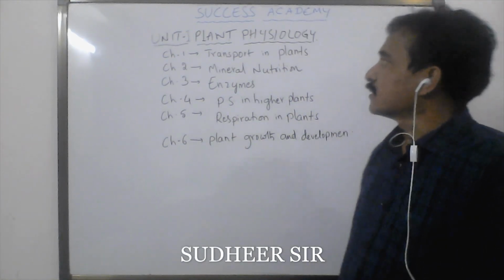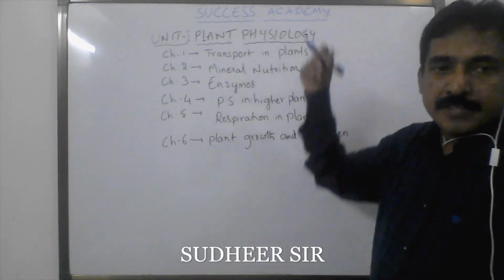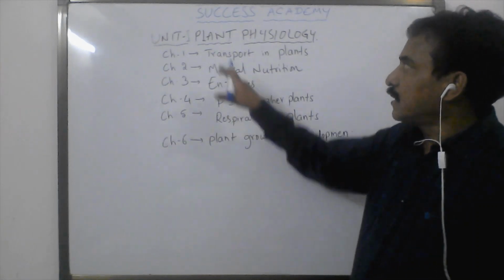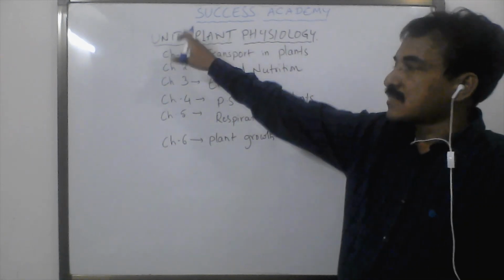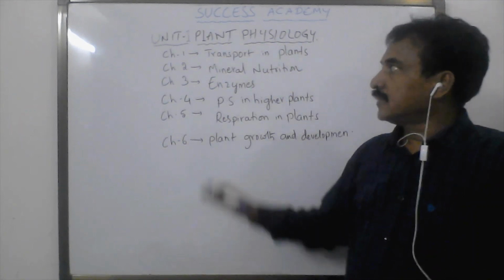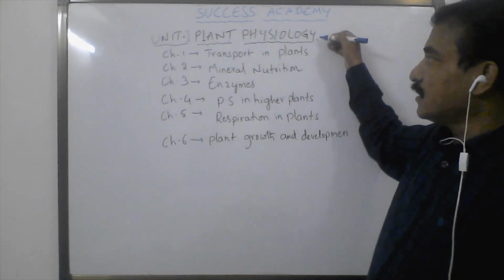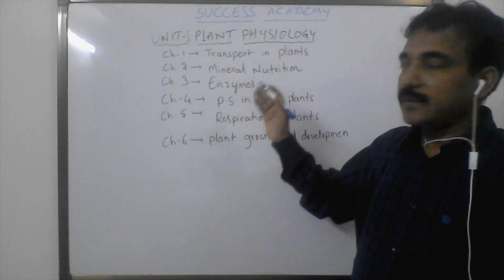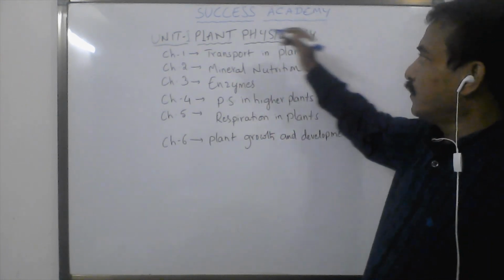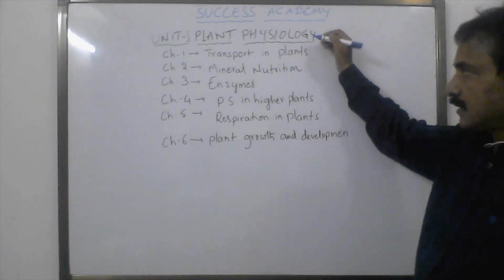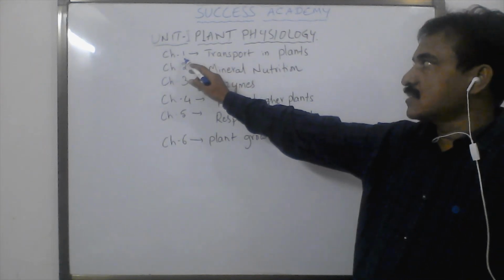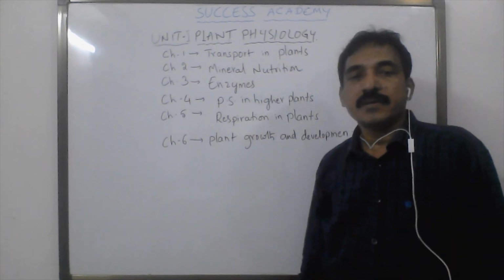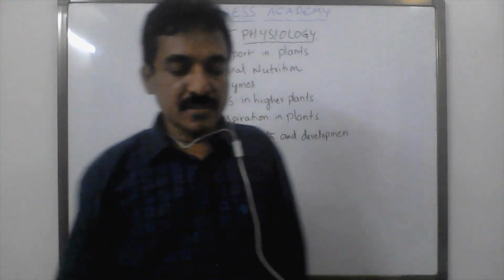Okay students, in our second year intermediate syllabus we have 6 units. Out of 6 units, plant physiology is the first unit, and this plant physiology unit has 6 chapters. This is the most important unit. Unit 1, plant physiology. In this, the first chapter is transport in plants. This is the most important first chapter.